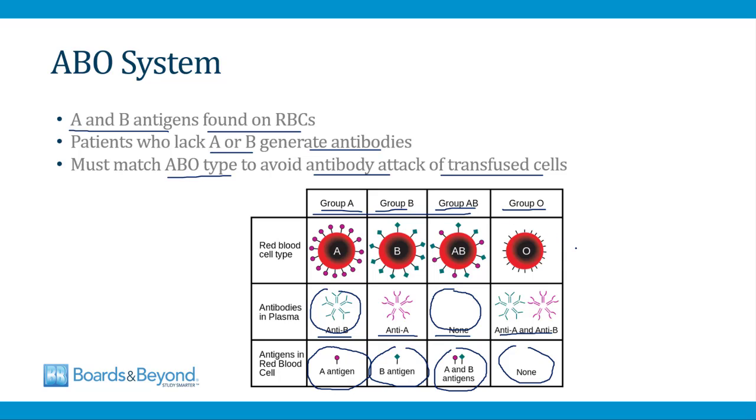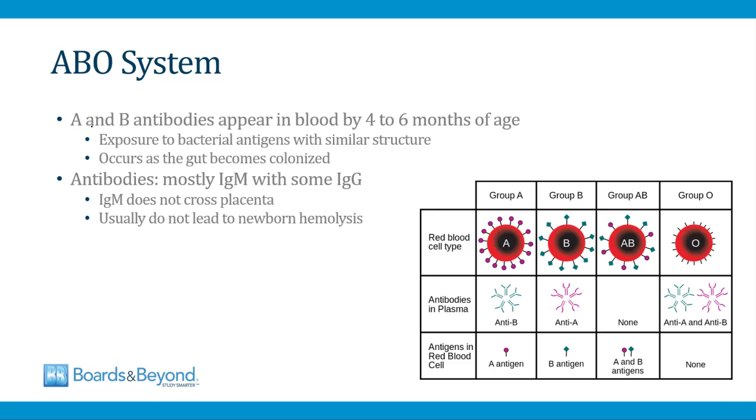Group O patients, however, are considered universal donors because you can give their red cells to a patient with any ABO blood type and it won't cause a problem, because the group O blood cells do not express either the A or the B antigen.